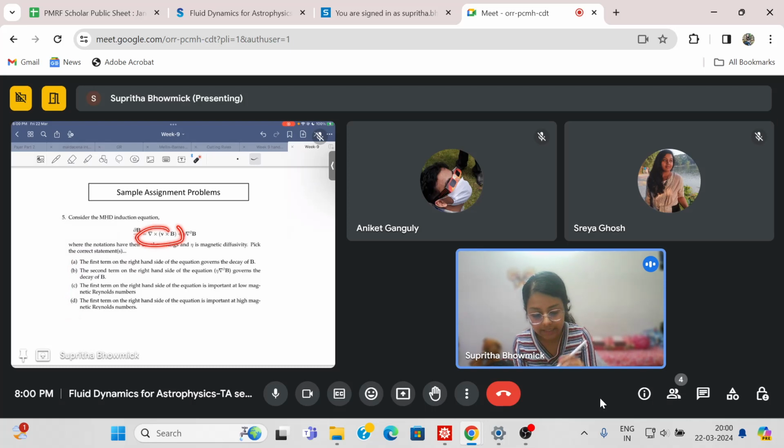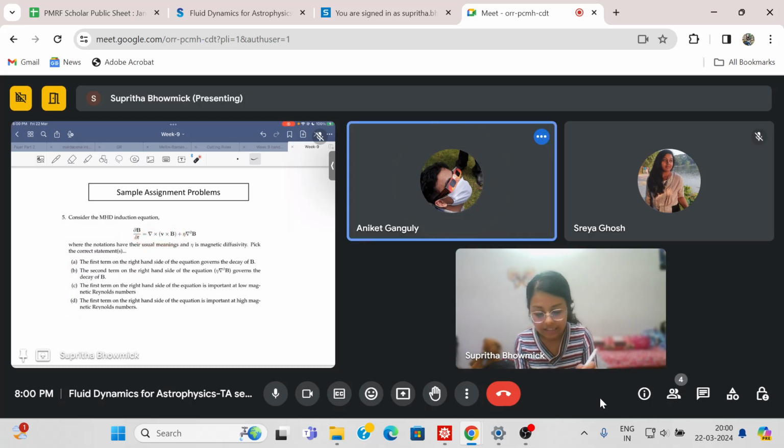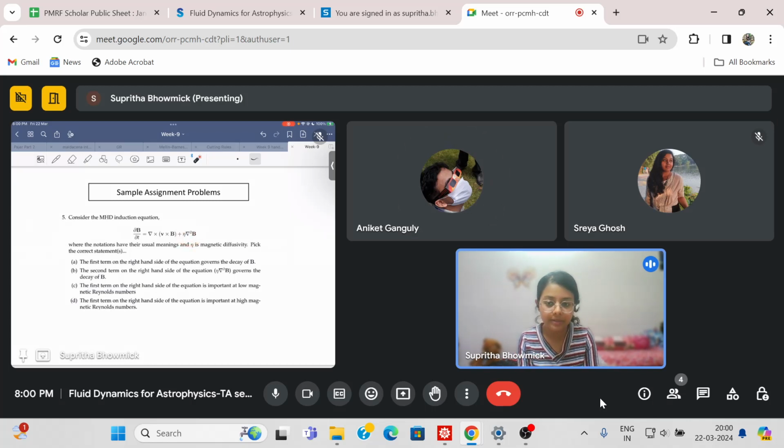The first term on the right hand side governs the decay of B. False. The second term on the right hand side governs the decay of B. True. Eta is the magnetic diffusivity. We just discussed the significance of this term. Okay, so B is correct.